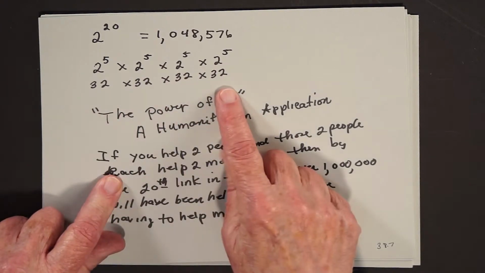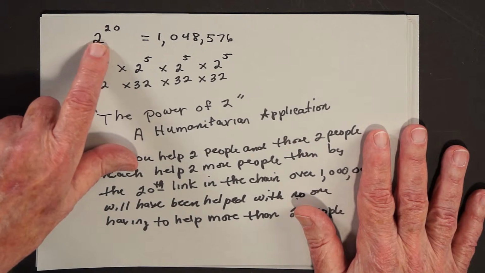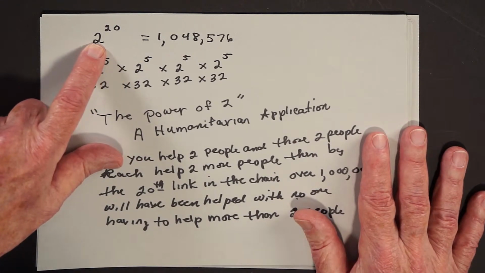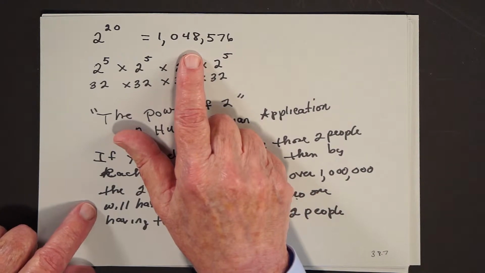You could do that very quickly on the calculator, or at least a lot more quickly than punching in 20 factors of 2 over here. And you get that the answer is 1,048,576.